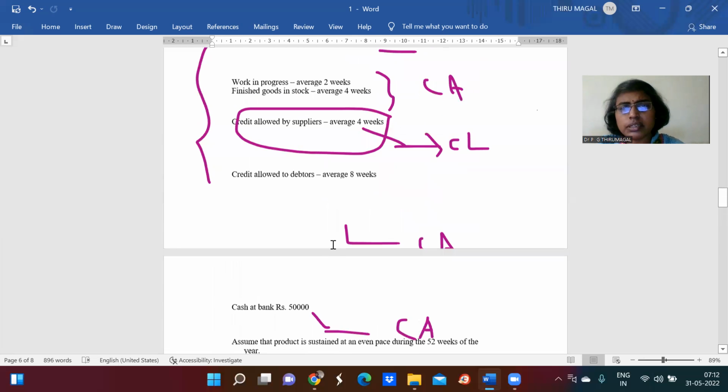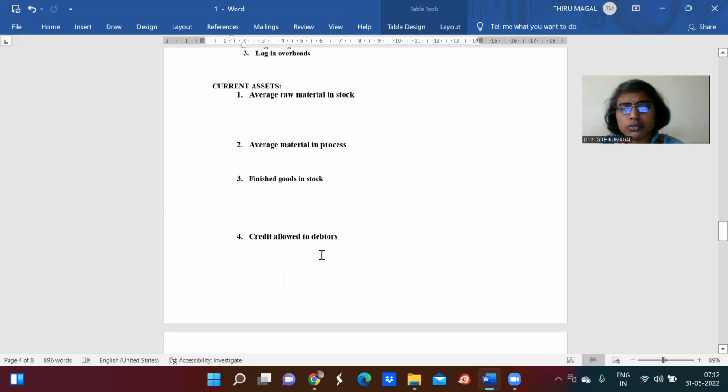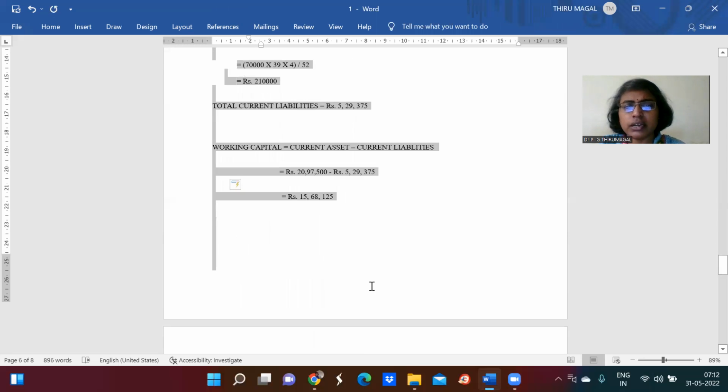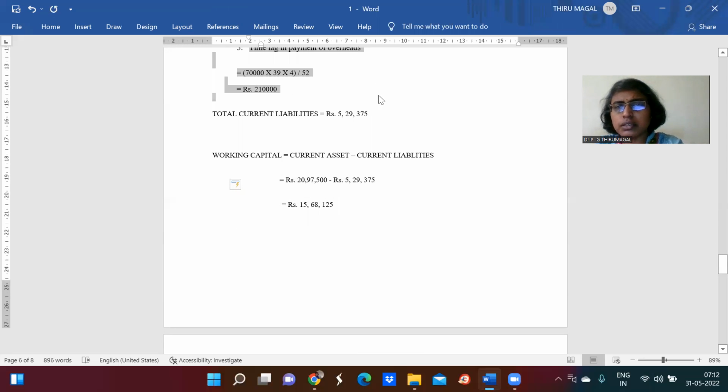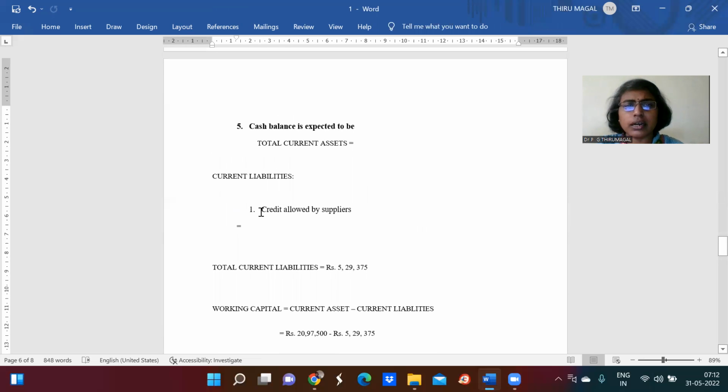So, what are the current liabilities given in the problem? The only current liability that is given is credit allowed by supplier. That is the only current liability given as far as this problem is concerned. So, we'll note down that alone, and we'll find out the value of that particular current liability.